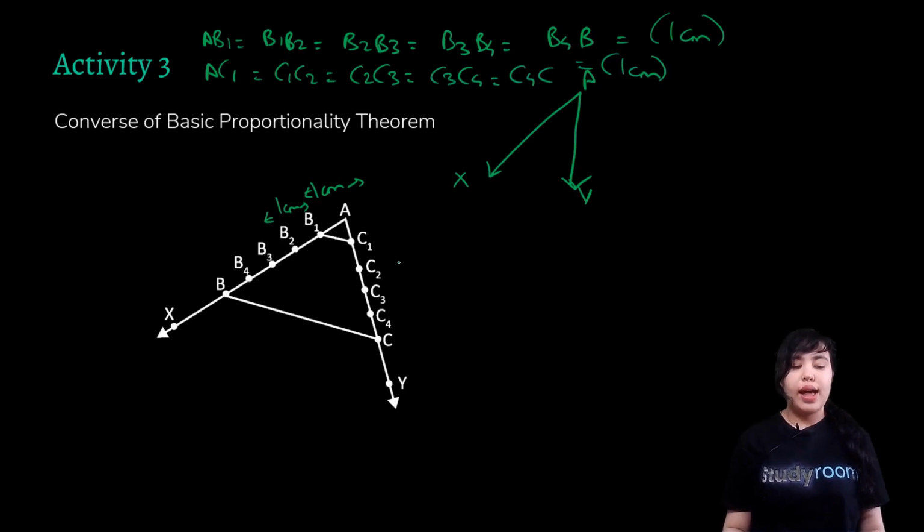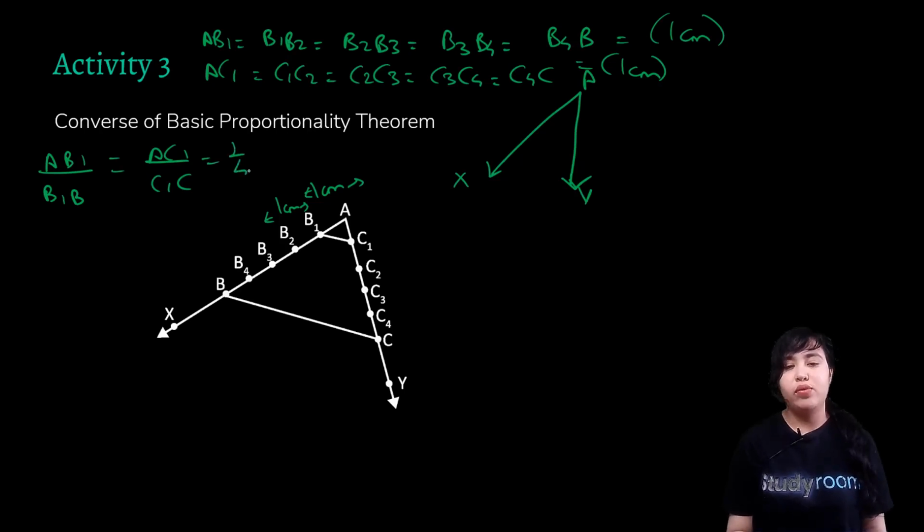Now, what I would like you to do is find out AB1 upon B1B and compare this ratio with AC1 upon C1C. You'll realize that they turn out to be equal, 1 by 4. AB1 over here is 1, and if you calculate B1B, it will be 4 centimeters, provided you took this gap as 1 centimeter.